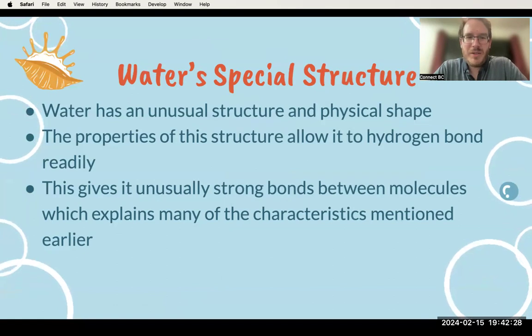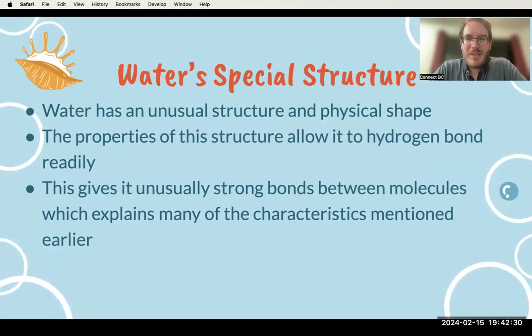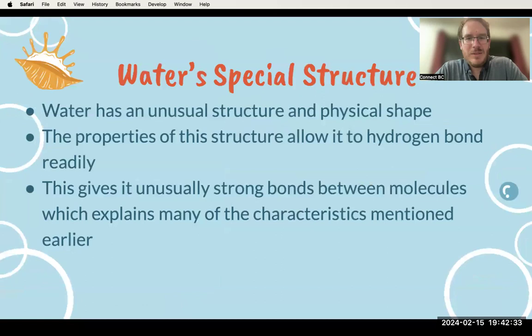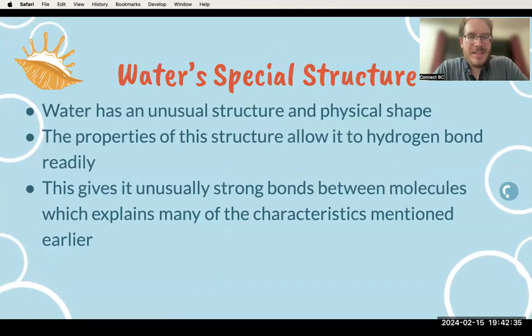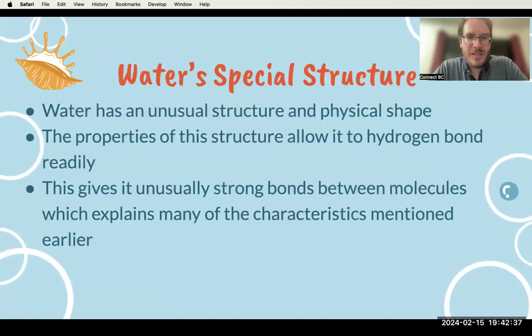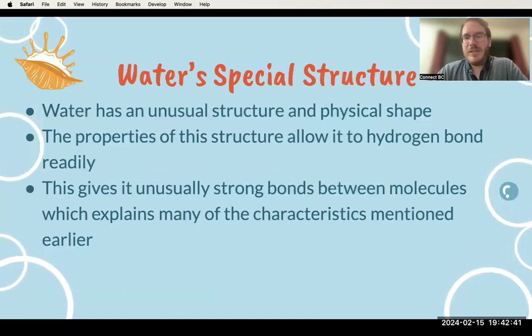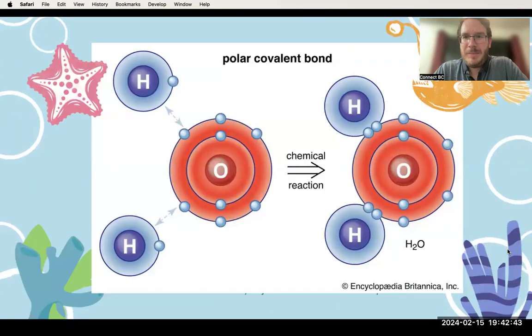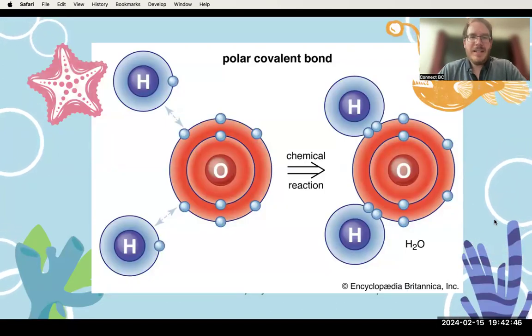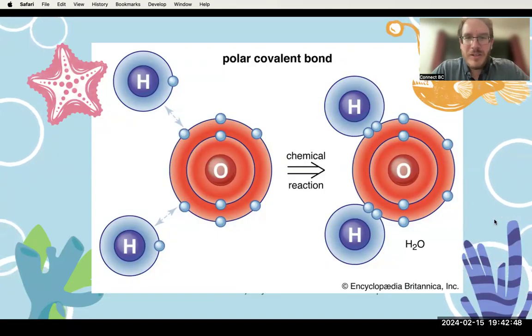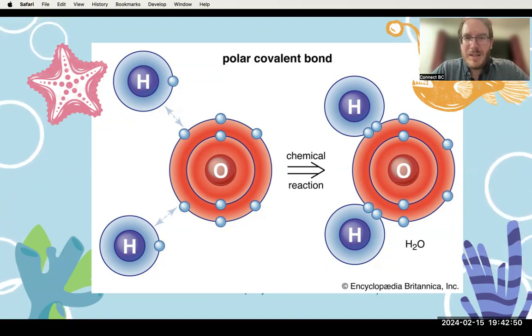So we're going to have a look at what hydrogen bonds are. But basically, it's got this little bit of extra bonding that not all substances do. And this gives it unusually strong bonds between molecules. And this explains a lot of the characteristics from before. And we're going to have a look at some of those in some more detail. And so this right here is an example of the polar covalent bonds, which make up water.